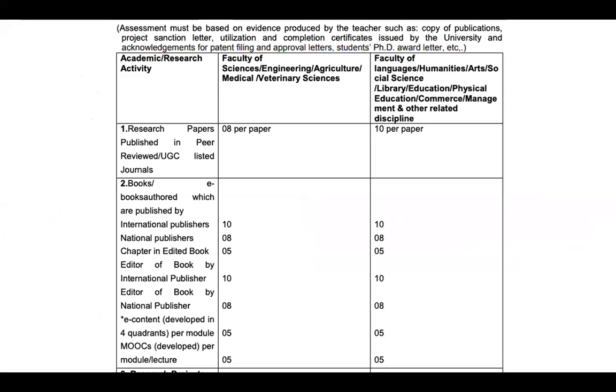Somebody in the previous presentation, or prior to that, was asking about the API scores. This is what we get as API. Many of us are at the assistant professor stage and we need to have our promotions also. So at the bottom, you can see e-content developed in 4 quadrants per module is 5. And if I show you the next, for sciences and for social sciences, per module you get 0.5, and MOOCs developed per module or lecture is also 5.